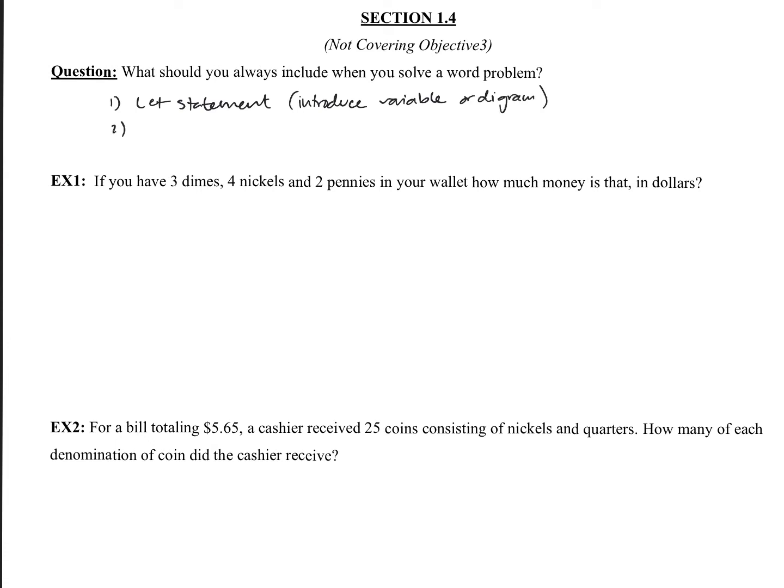Second thing you should have is an equation. Third, you should show solving. And lastly, number 4, you should have a sentence. And this is a complete sentence with a capital letter and a period and your units. Okay, so those are the 4 things you should always include when you solve a word problem. Let's take a look at example 1.